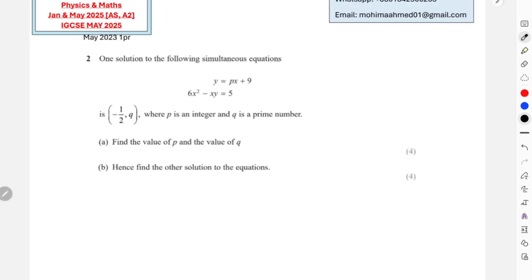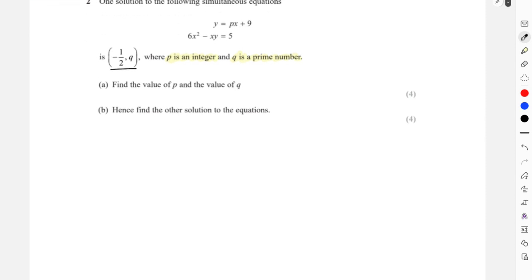One solution of the following simultaneous equations is given, minus half and q, where p is an integer, q is a prime number. This is quite important. P is an integer and q is a prime number over here. Find the value of p and the value of q. For example, if I input the value for half in your first equation, then I can get, in your second equation, the value for your q. So let's just substitute the value into your second equation to get the value for q.